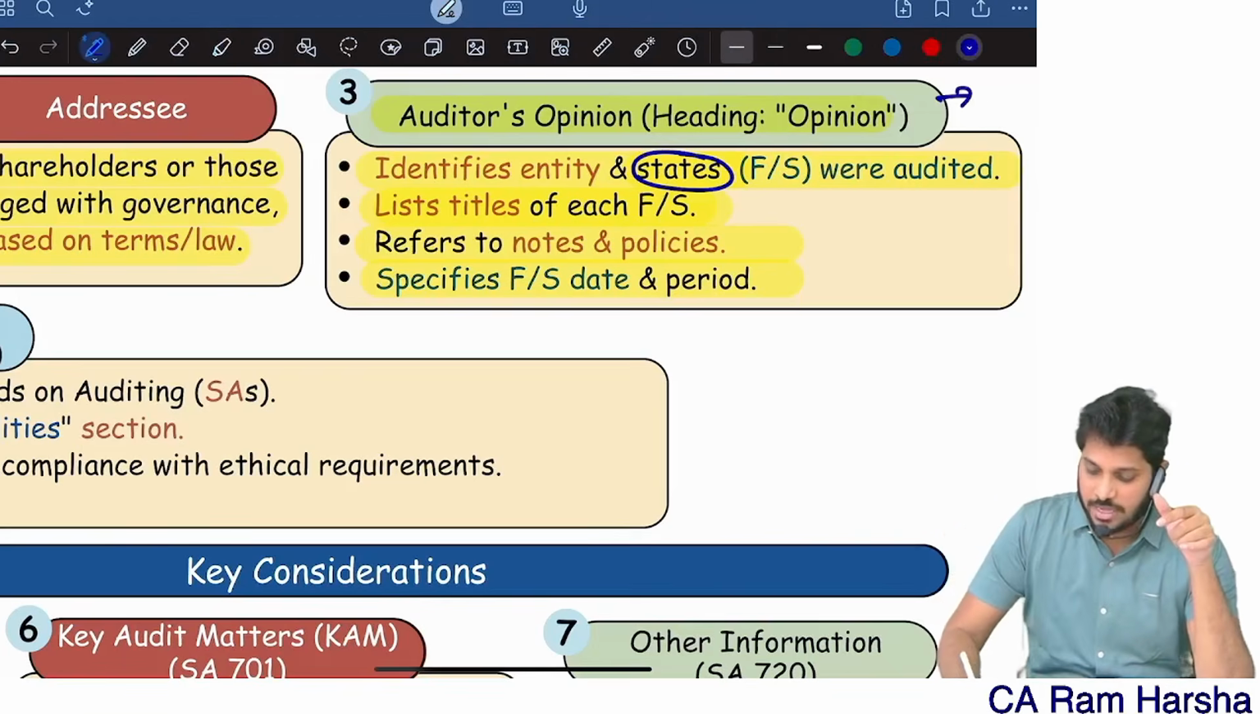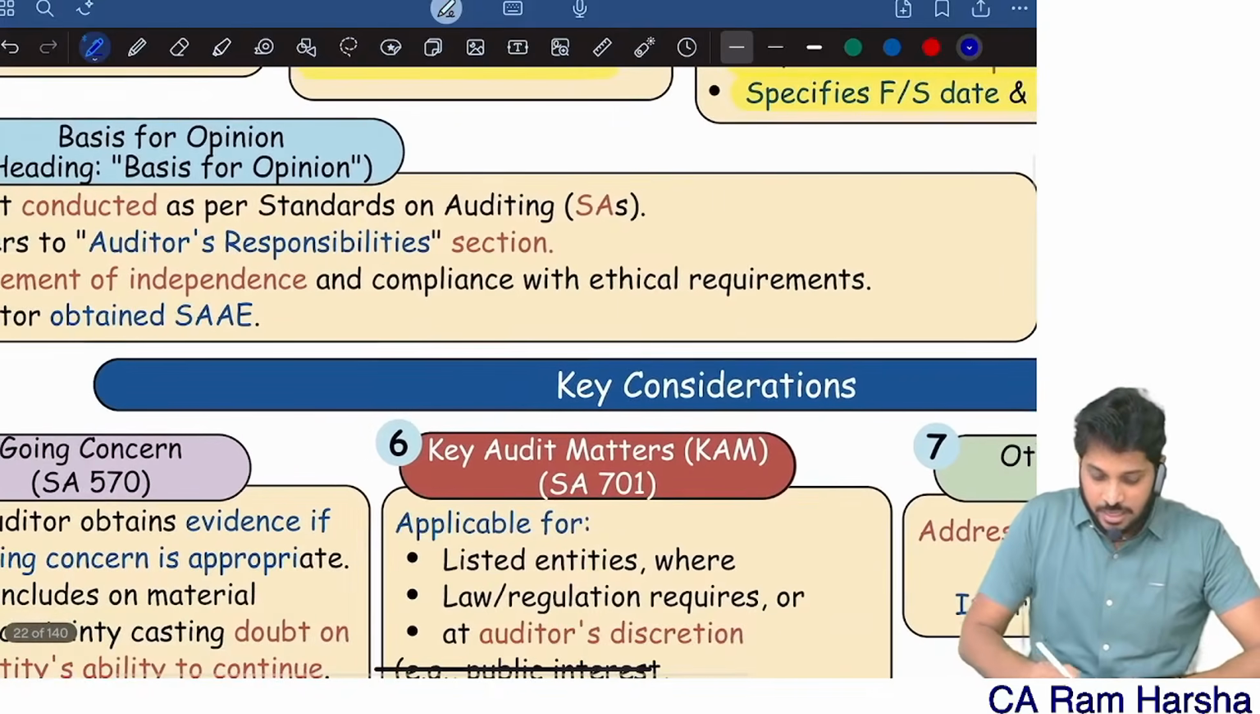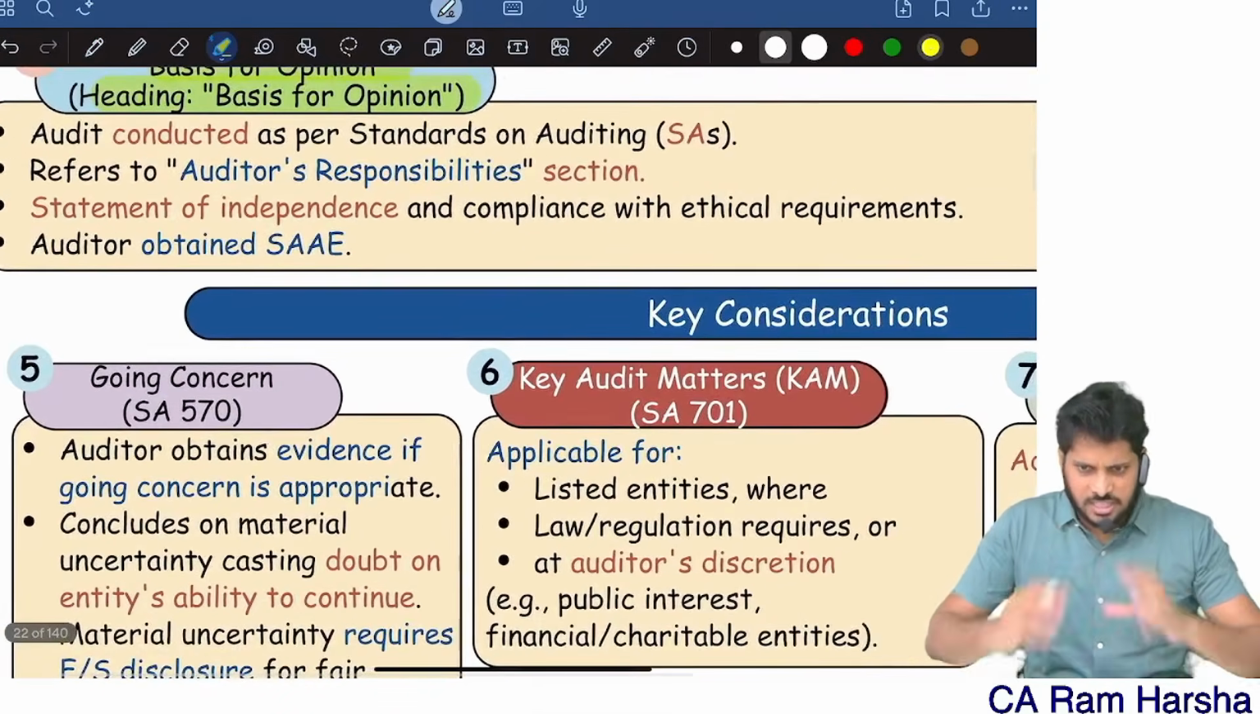In the exam, they may straight away ask you, what are the contents of the opinion section? What are the points to be included by the auditor in the opinion section? A straight question like this can come. Then after the opinion, the next para is what? Basis for opinion. In basis for opinion, we generally have one para only.